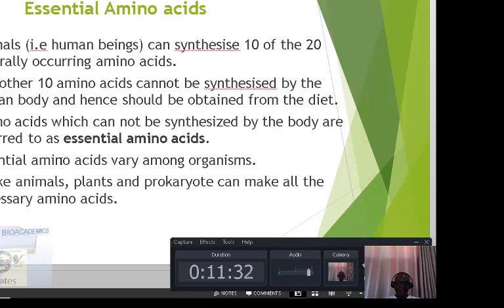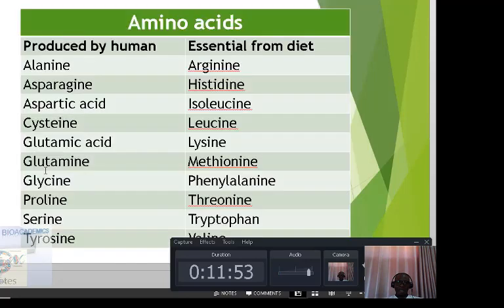And so of the 20, they can be divided into 10 essential and 10 non-essential amino acids. So unlike animals, plants and prokaryotes cannot make all the necessary amino acids like I've mentioned. So you get them through the diet and so on and so forth. Now, the essential and the non-essential amino acids, you need to know the names.